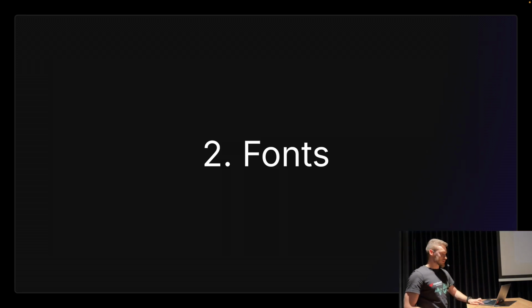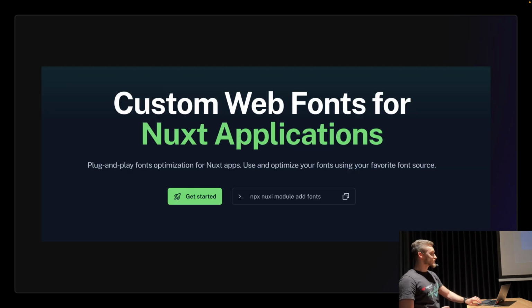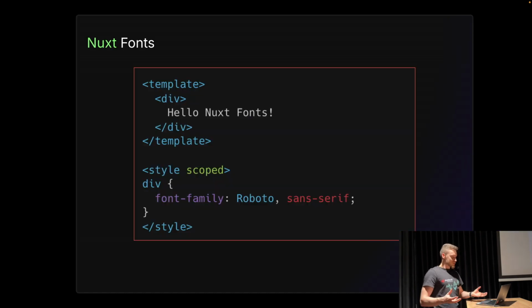Next we have fonts, and for that we also have a Nuxt module, interestingly called Nuxt Fonts, which is basically a font optimization for all the fonts you can think of. So Google fonts and any other custom font you can think of. And how it works is very simple, basic. We just need to use the font as we used it before, but the difference is that we don't need to fetch it anyway. It will be fetched automatically by Nuxt Fonts.